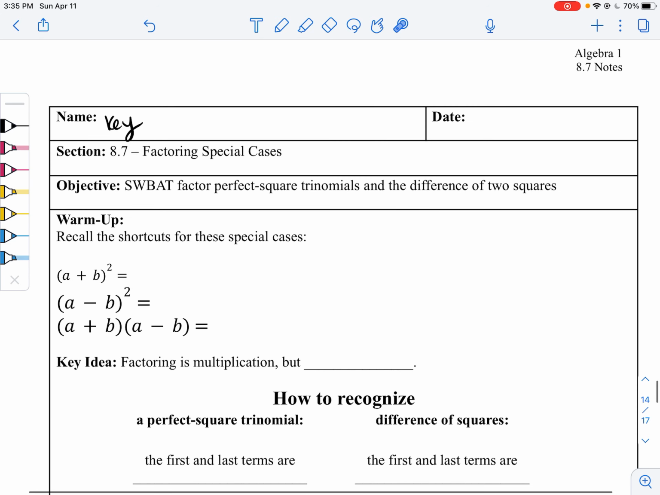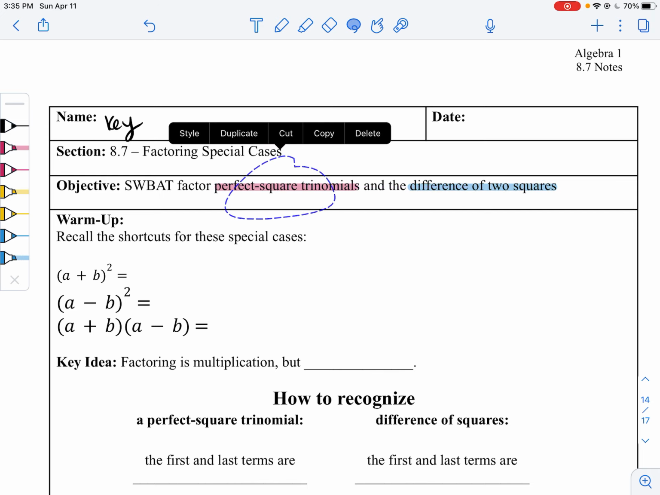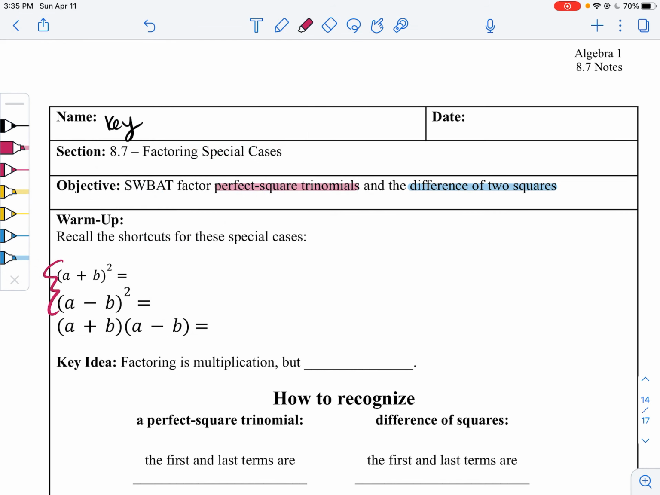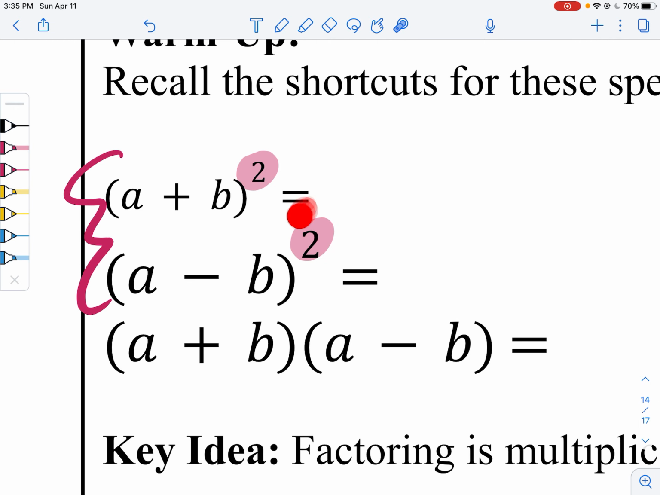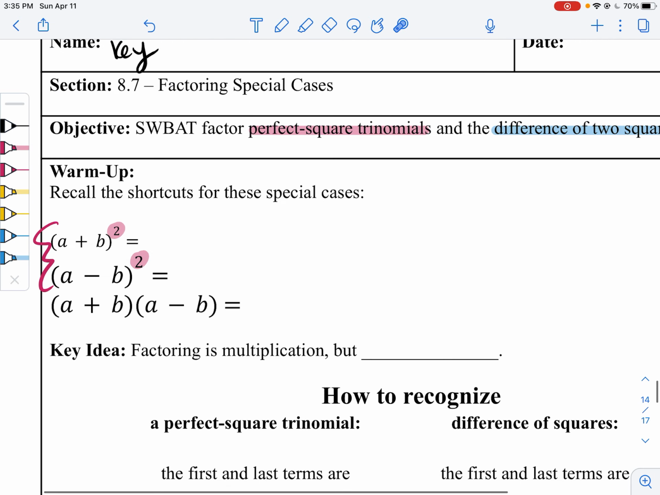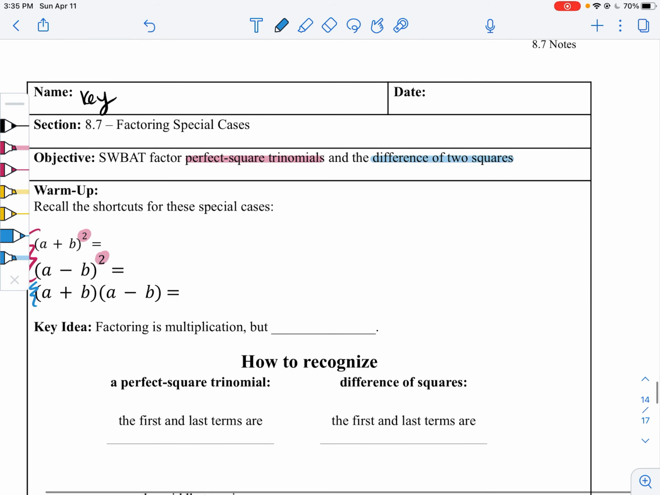By the end of the day, you'll be able to factor both perfect square trinomials and trinomials that are the difference of two squares. Now, perfect square trinomials are both these guys, because they're both either a sum or a difference squared. And then a difference of squares is going to be this guy because he ends up being two square terms and then the difference between them.